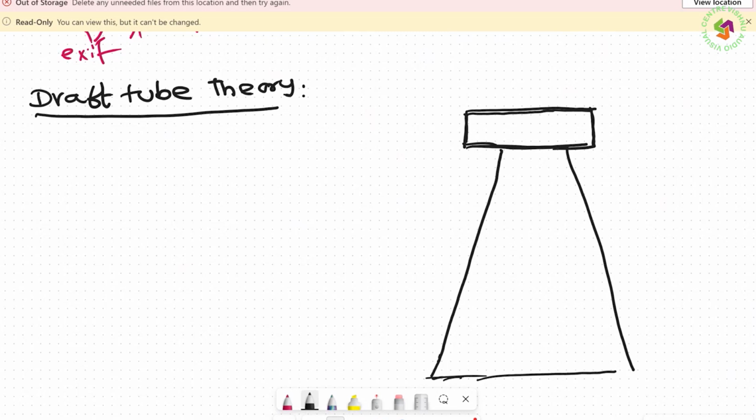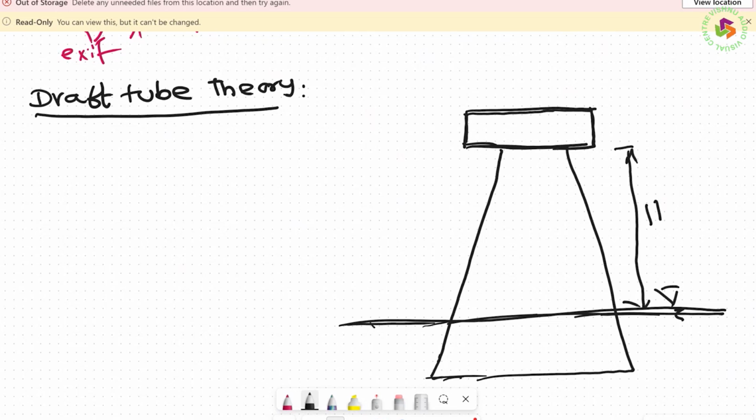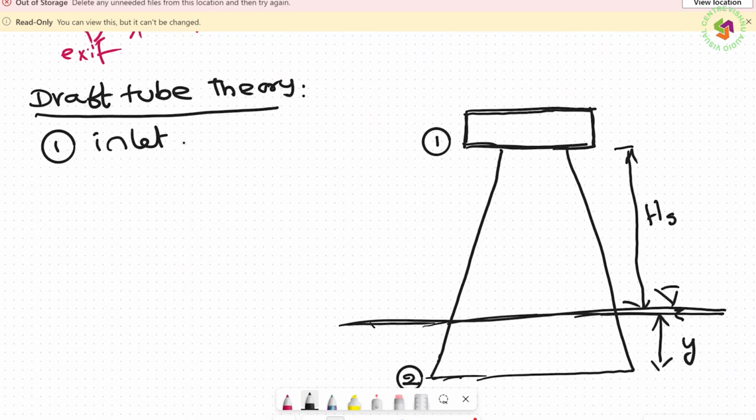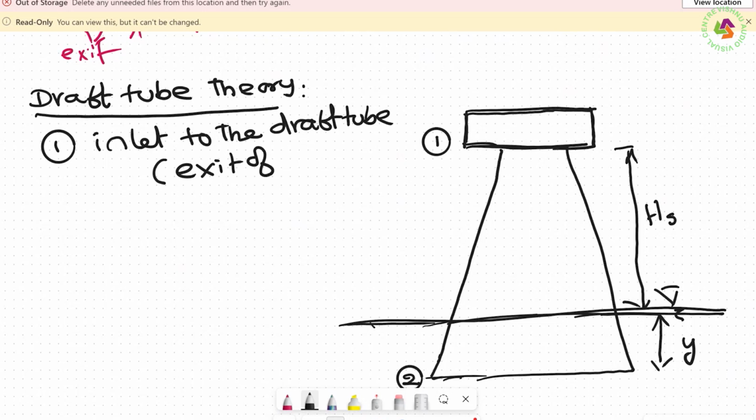So this is the end of the draft tube, which is kept actually in water. So this is water level. This is water level, right? This is kept. So this height, if I take it, I call it as capital H suffix S, whereas this height I will call it as Y. Understood? Right? So this I will write as 1. This I will write as 2. What is 1? 1 is inlet to the draft tube. What is inlet to the draft tube? It is nothing but the exit of runner of reaction turbine.